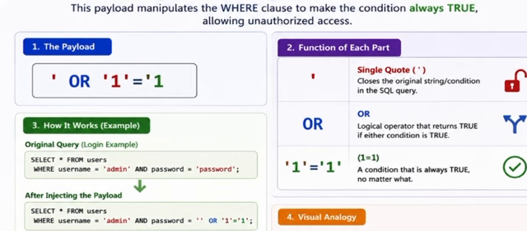Meet the payload that every cybersecurity student learns about, the legendary payload, ' OR 1=1. Looks harmless, looks ridiculous, but let's break it apart. The first quote closes the original string or introduces a new condition, and 1=1 creates a statement that is always true. 1 equals 1 every time, no exception, and that's where the magic happens.